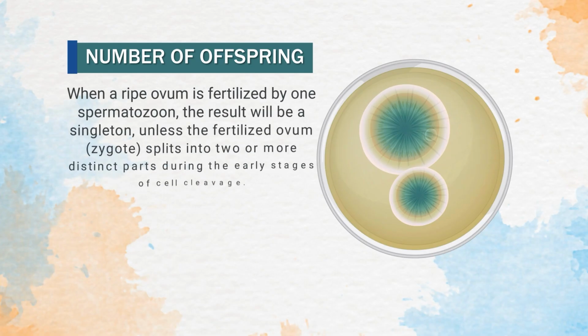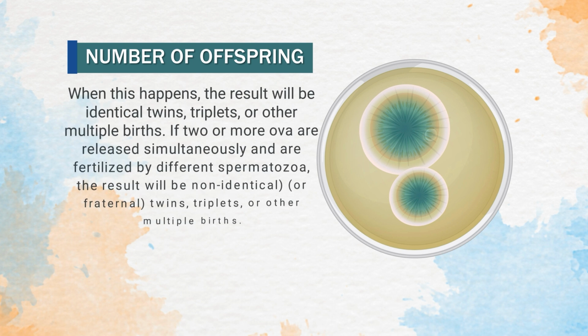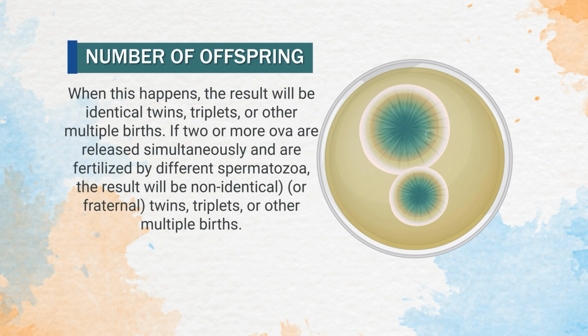Now, when a ripe ovum is fertilized by one spermatozoon, the result will be a singleton, unless the fertilized ovum or the zygote, as we say, splits into 2 or more distinct parts during the early stages of cell cleavage. When this happens, the results will be identical twins, triplets or other multiple births.